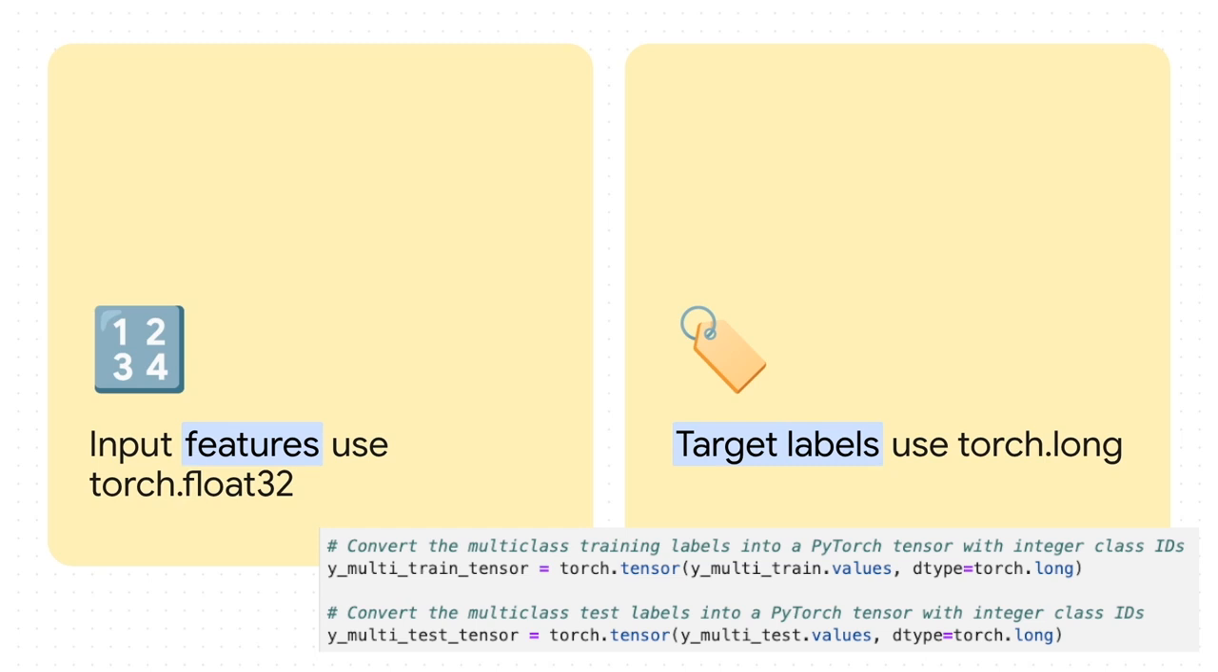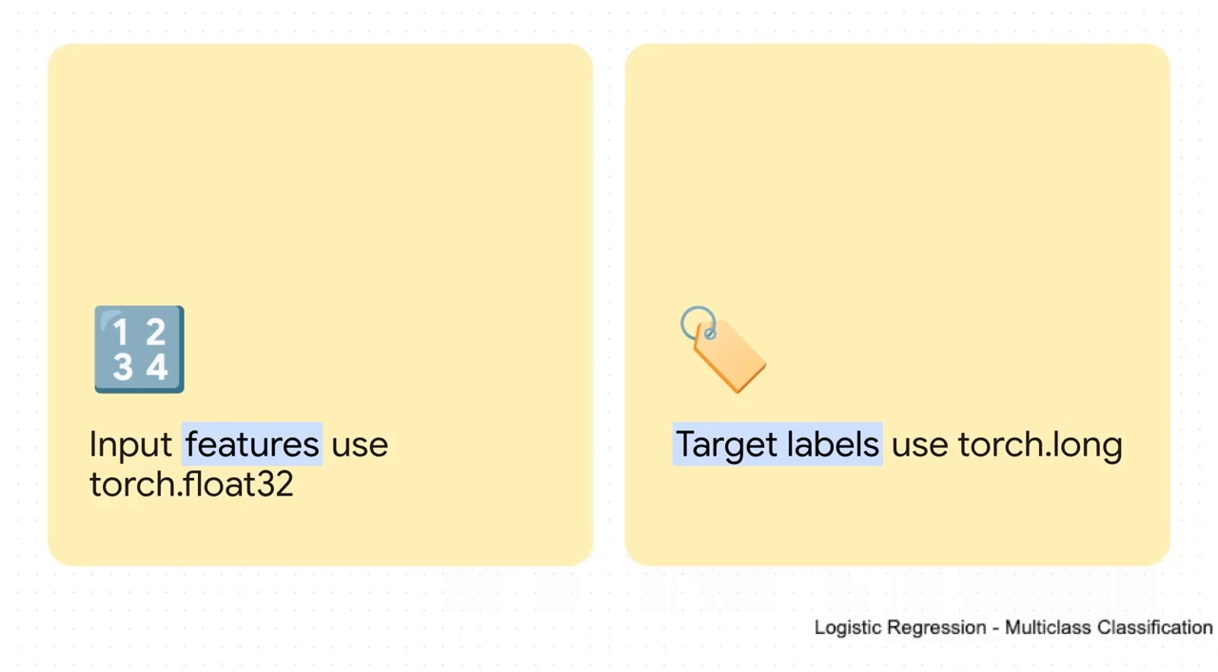Why the difference? Well, it's because multi-class labels aren't decimal measurements at all, they're integer class IDs. In our case, it's 0 for setosa, 1 for versicolor, and 2 for virginica. PyTorch's multi-class loss function is hardwired to expect those exact integer IDs to calculate the loss correctly.